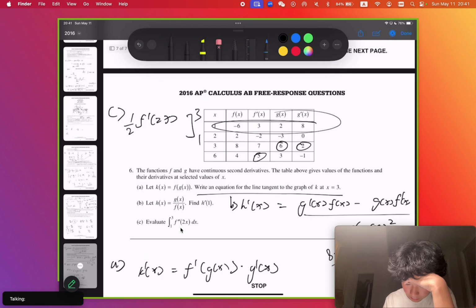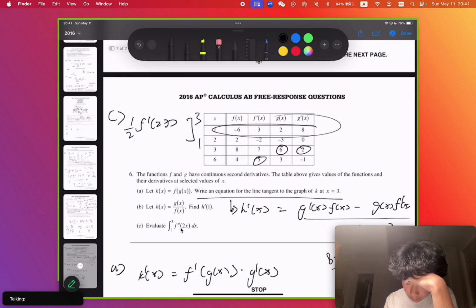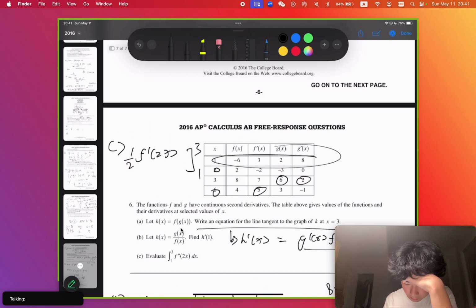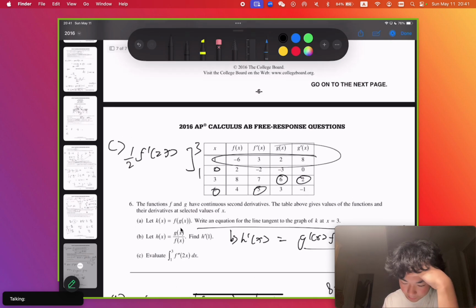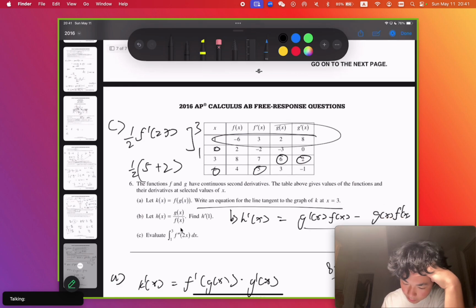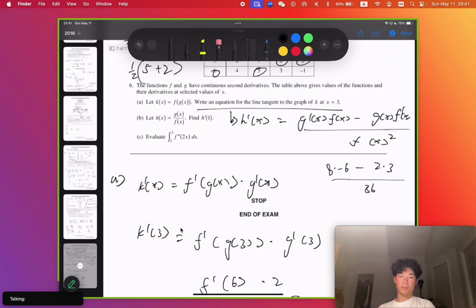Yep. Okay, f prime of 2x, so it'll be 6 to 2. Checkmate. f prime of 6 equals 5, minus 1 over 2, 5 minus 2, which is negative 2, which is plus 2. Alright. 7 over 2, 3.5. Okay, this is my answer for C, and I hope I got it right.